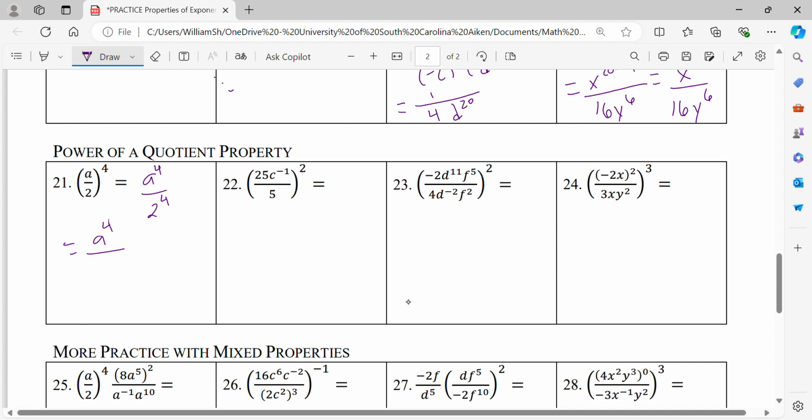Okay, I'm going to leave the a to the 4th alone. Can't be simplified. But what is 2 to the 4th? 2 to the 4th is 2 times 2 times 2 times 2. 2 times 2 is 4, times 2 is 8, times 2 is 16. And we're done. Let's look at number 22.